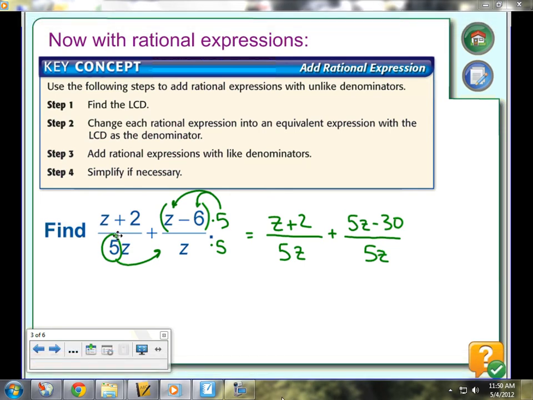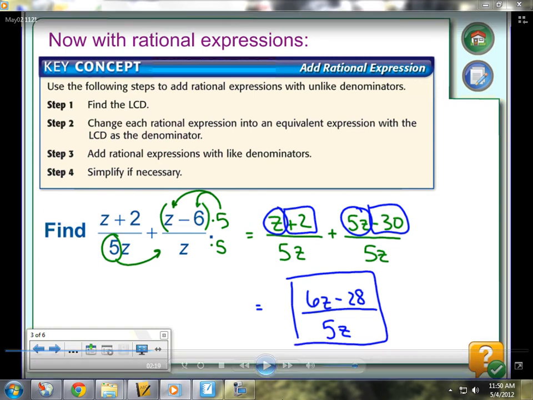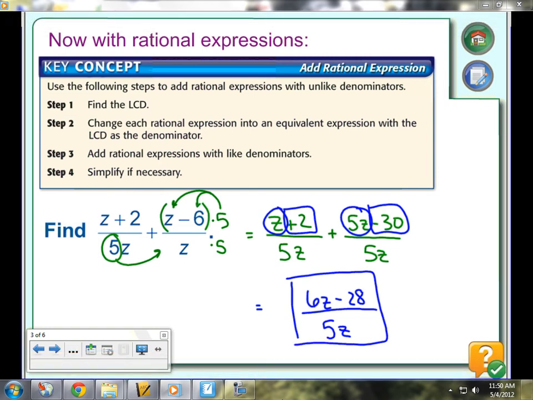We just write this over that common denominator of 5z and combine our like terms. z and 5z make 6z, and 2 and negative 30 make negative 28. And we can't simplify anything out of that. Nothing is divisible on all three parts, so that is our final answer.